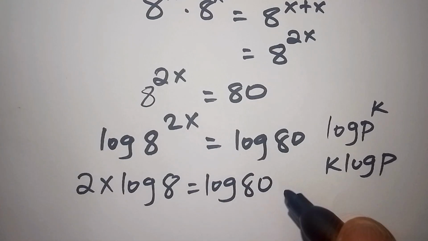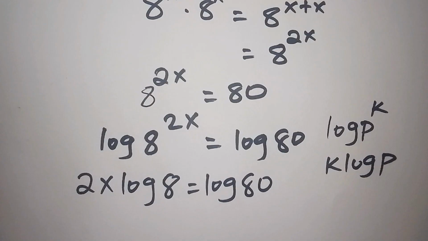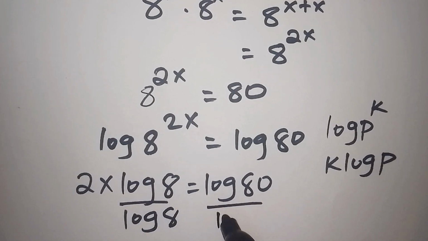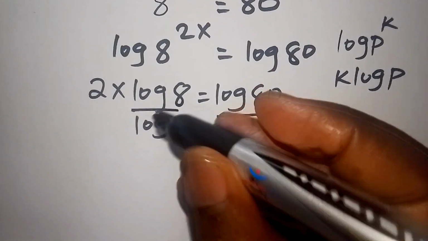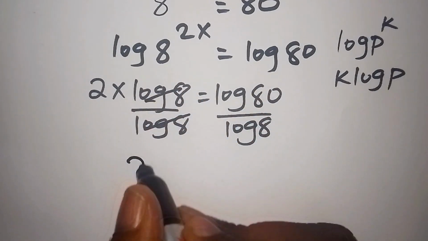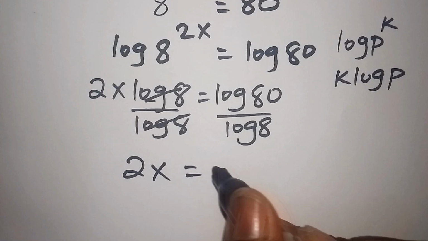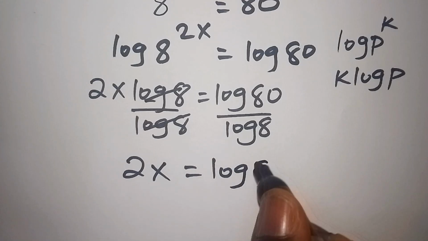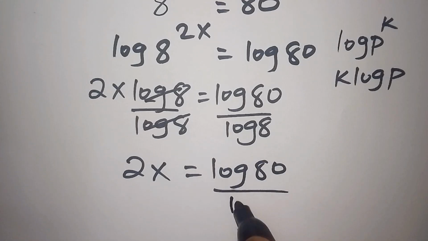Next, to simplify this maths problem and get the answer into its simplest form, we need to divide both sides by the log of 8, so that we remain with 2x. The log of 8 and the log of 8 cancel out, so we remain with 2x equal to the log of 80, all over the log of 8.